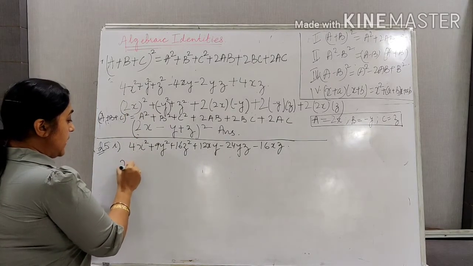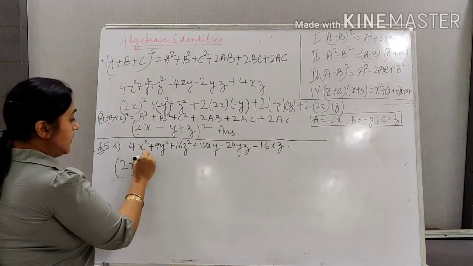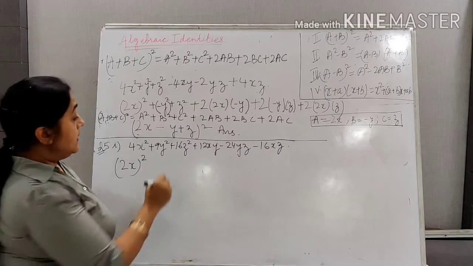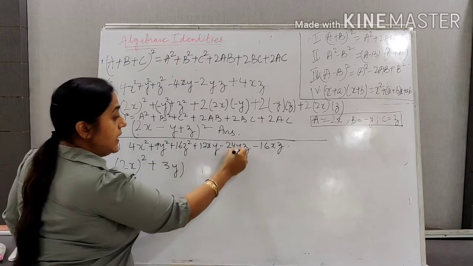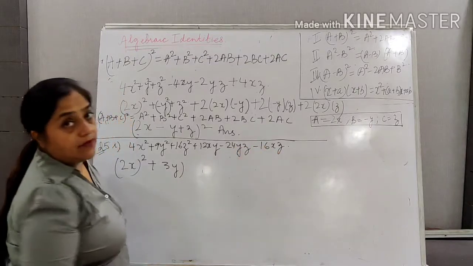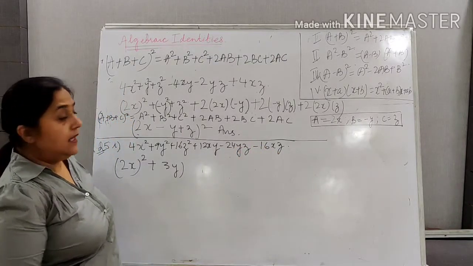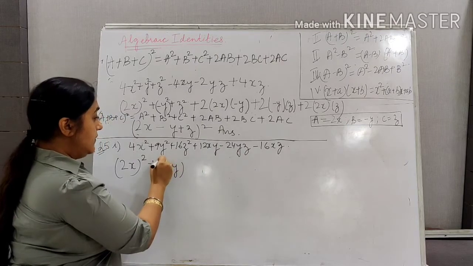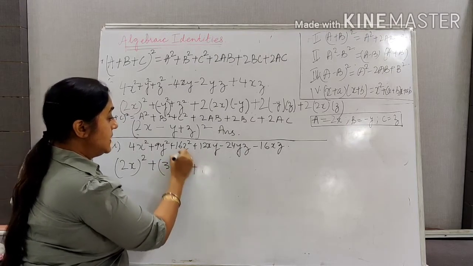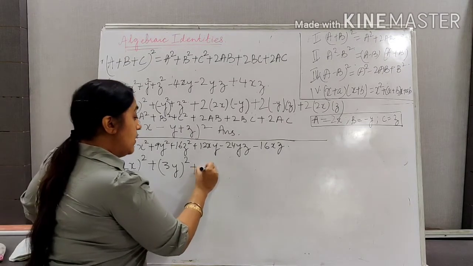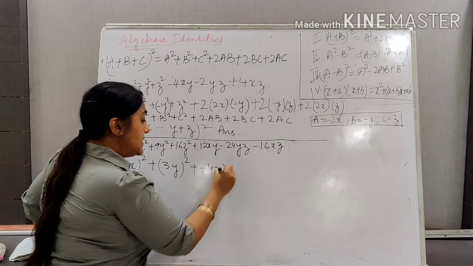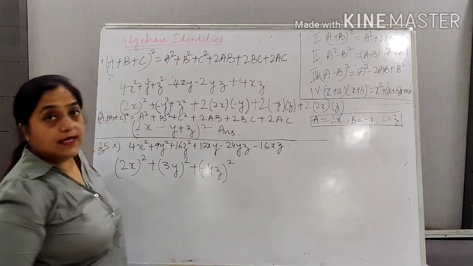So let us see now. 4x square, what will you write? It is a positive term, so you will write 2x whole square. 9y square, what will you write? Since it is also a positive term, we have just done with the inspection only that only the z term is negative. So it is 3y whole square. 16z square. 16 is the square of what? Of 4. And already we said that the z term is negative, so it is minus of 4z whole square.